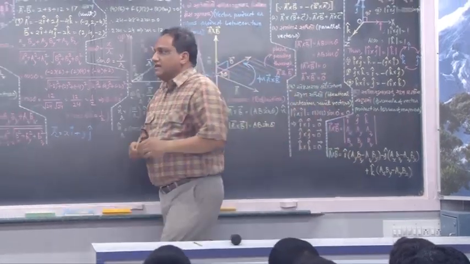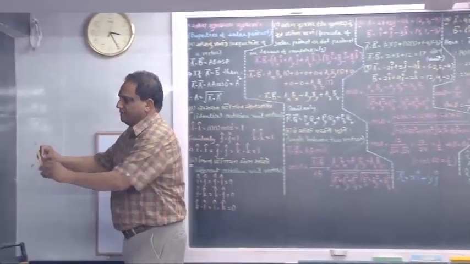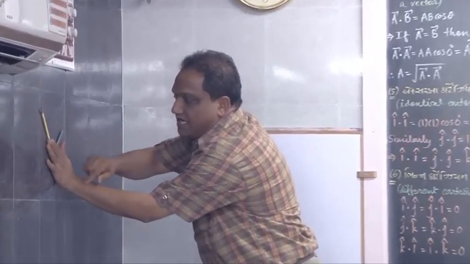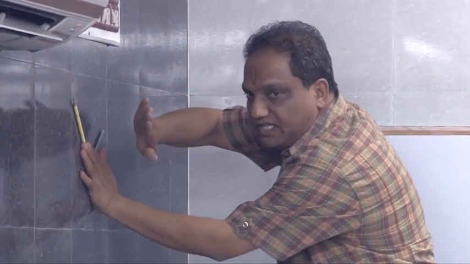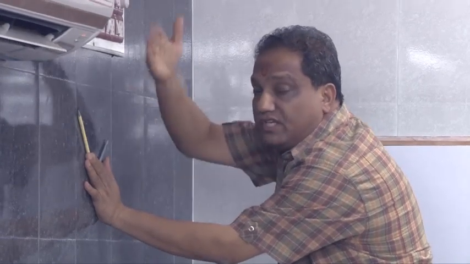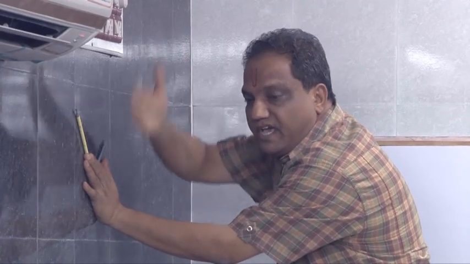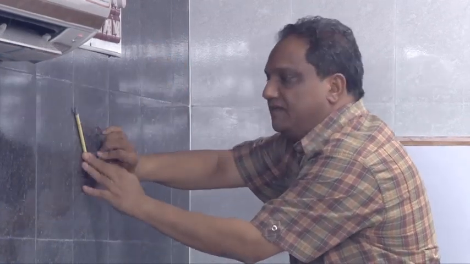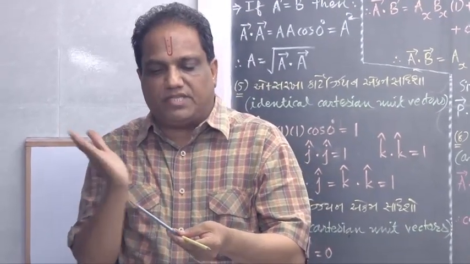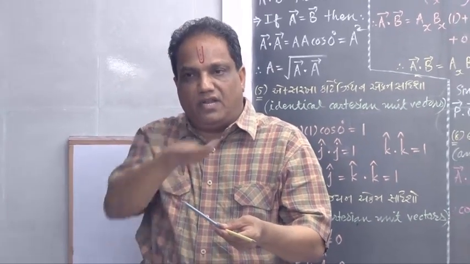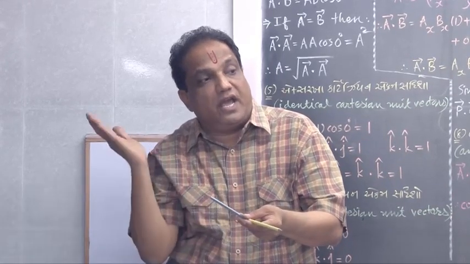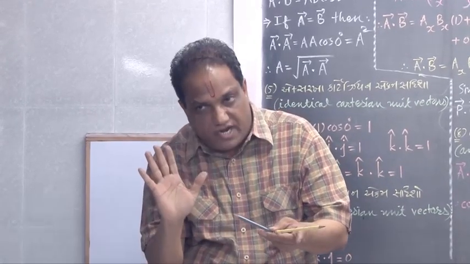Suppose these two vectors are lying here on this wall. Then the plane passing through these two vectors is this wall, which means a vertical plane. But if the vectors are like this, then the plane passing through them will be neither vertical nor horizontal. It is slanting or oblique, you can say inclined.